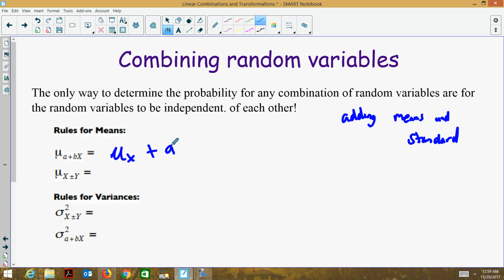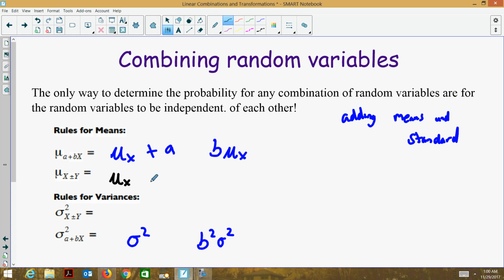If you're multiplying, then you multiply the mean by that constant. For standard deviation, it stays the same, excuse me, for variance. But if you're multiplying, then you multiply the variance by that constant.